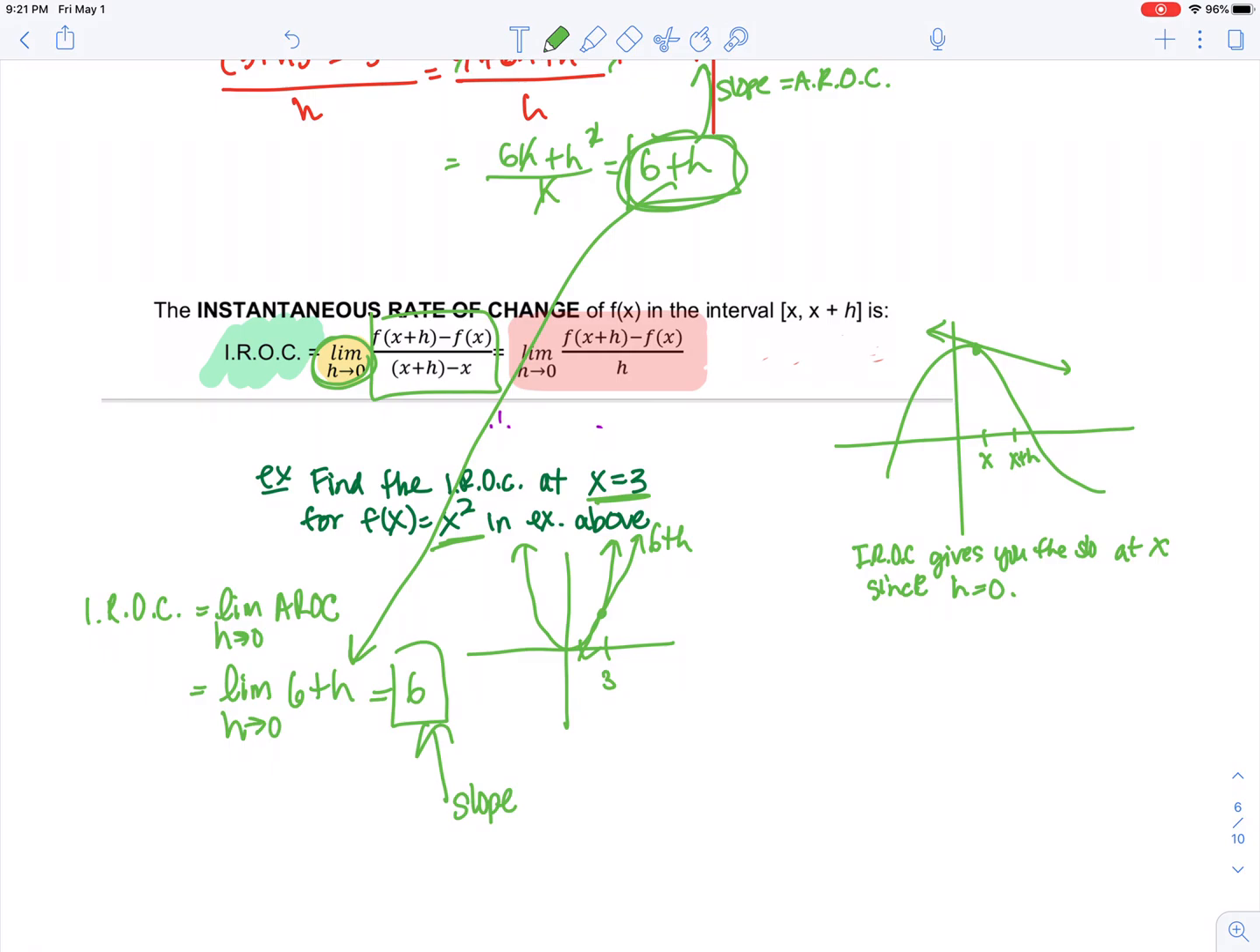So I just wanted to cover average rate of change, instantaneous rate of change, and what they are. They're very similar. The only difference is that with one, you're finding the slope at a particular instant, so h is 0, that's IROC, and with the other, you're finding it through 2 points, so it's an average rate of change, or the rate of change between 2 points.